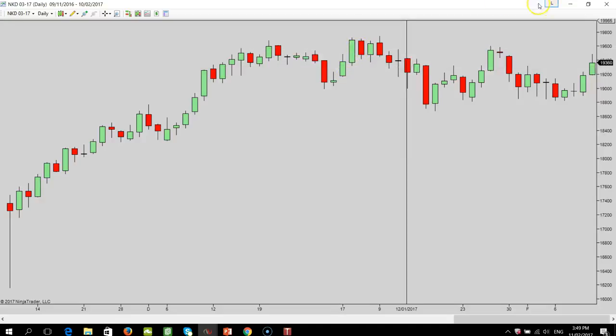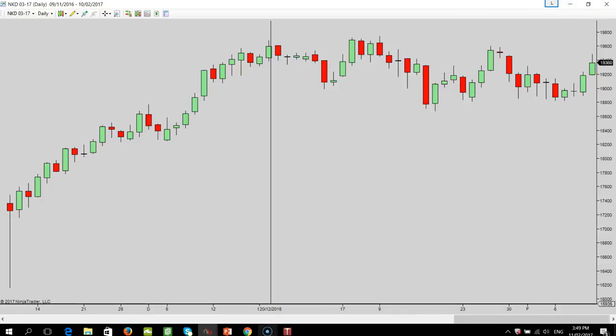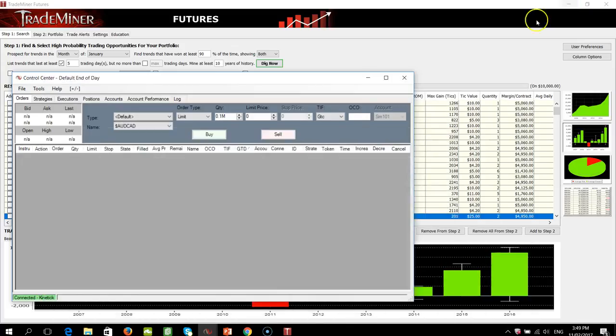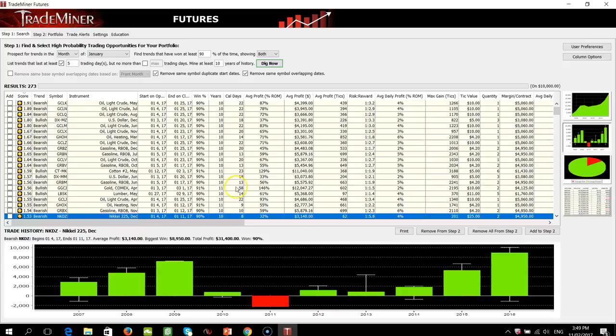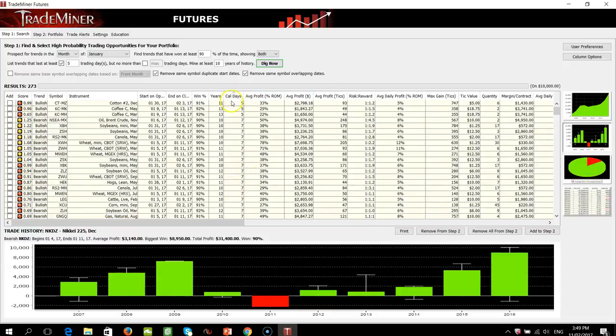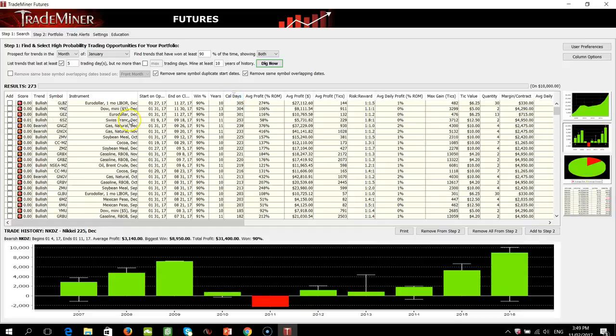It went up against you. It was telling you to get short. So not every trade is going to work out. You should have stops as well. So that's the futures module. Me personally, how I would trade it, I would look at the trades with the longer duration, longer calendar days.